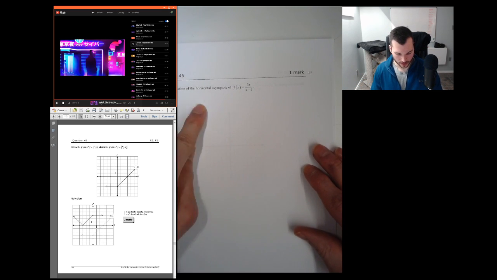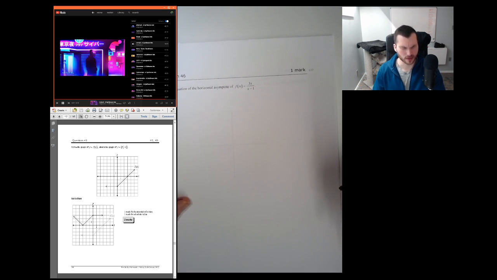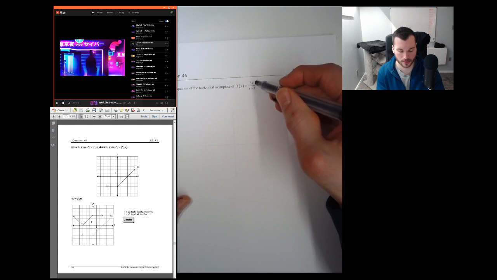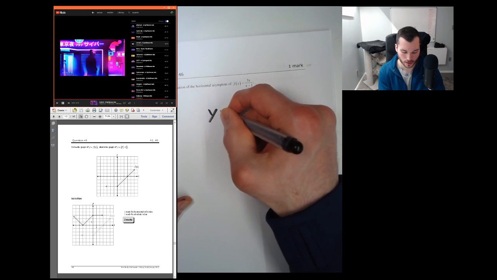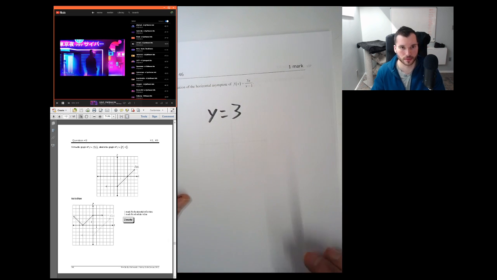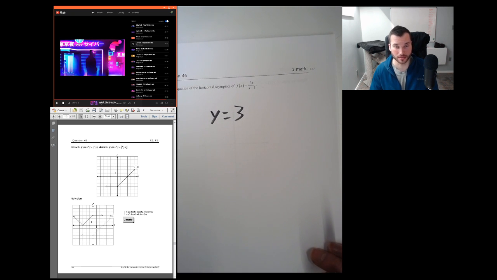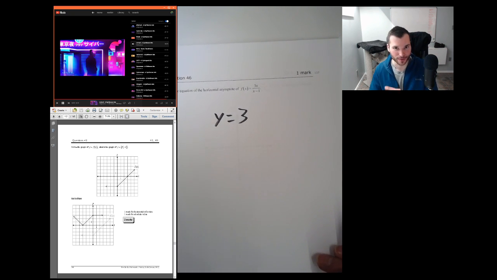State the equation of the horizontal asymptote of this. Wait, hold on. We did a question like this earlier where we had to make one up. So pretty easy actually. Horizontal asymptote, the degrees are the same. That's the easiest mark that we're going to come across this exam, I think. Done. Equation, right? HA equals is not an equation. Y equals is an equation.